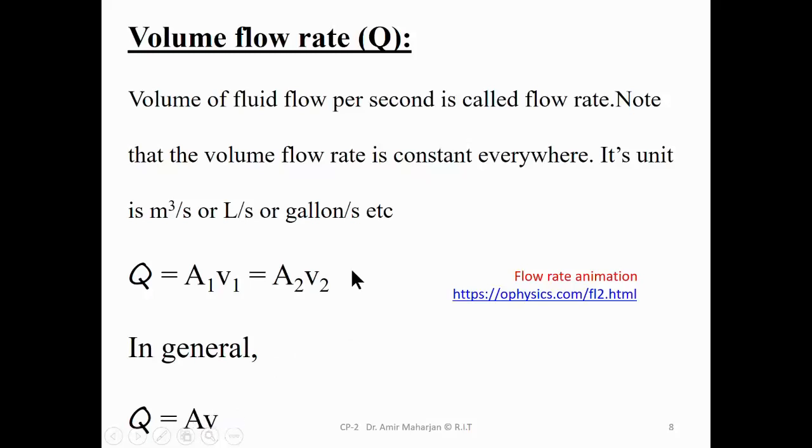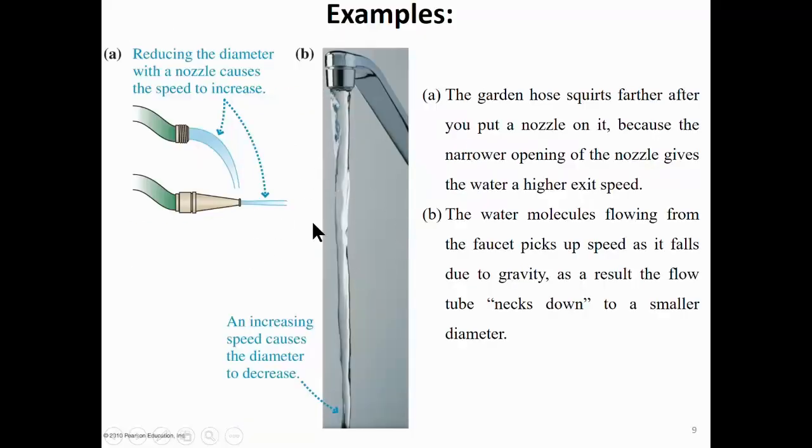velocity. And here's some examples. Since area of cross section and speed are inversely proportional, in this bathroom faucet you can clearly see the water, as it falls, necks down to a smaller diameter. Due to gravity, the water picks up velocity, and as the speed increases, the area of cross section should decrease, from the equation of continuity. Same thing with the nozzle. If you put a nozzle, you're reducing the area of cross section, that will increase the velocity of the water.